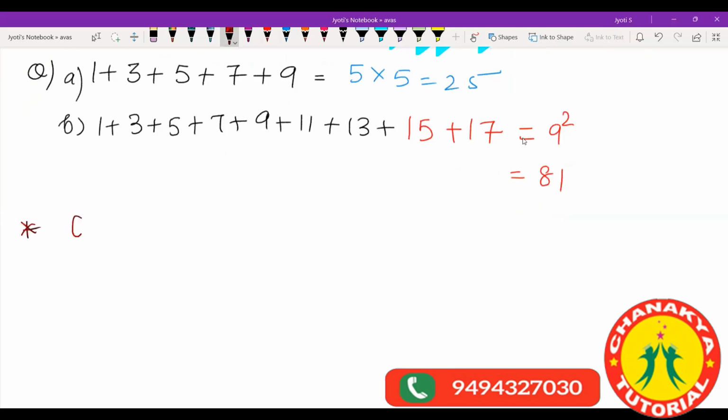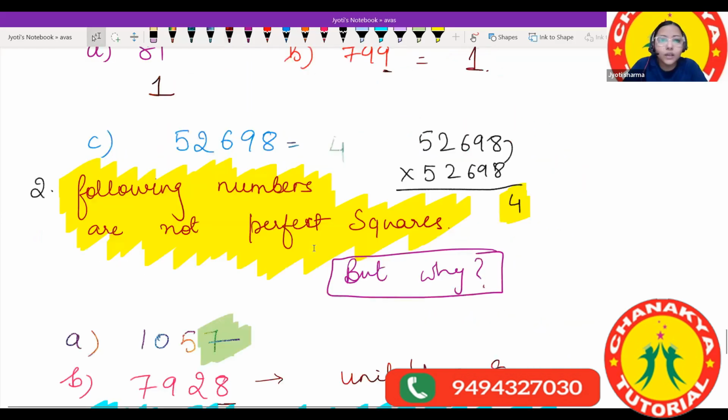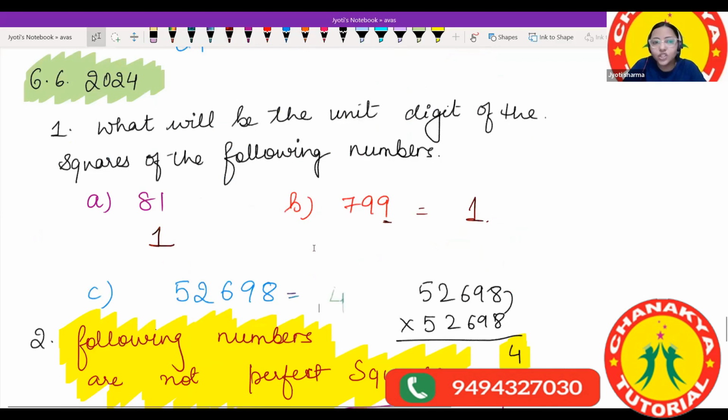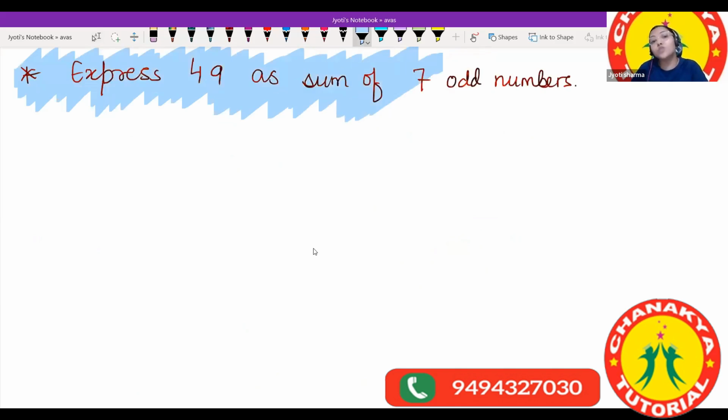Ma'am, I just joined because I had another class. Can you tell what you have done until now? Wait. Express 49 as sum of 7 odd numbers. Those who have joined late, till now, today we have just done revision and today we are doing practice. See, I am teaching you, but how will I come to know that you have learned or not, unless you are solving a few questions? So express 49 as sum of 7 odd numbers.